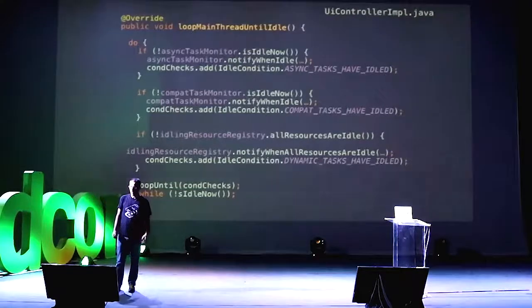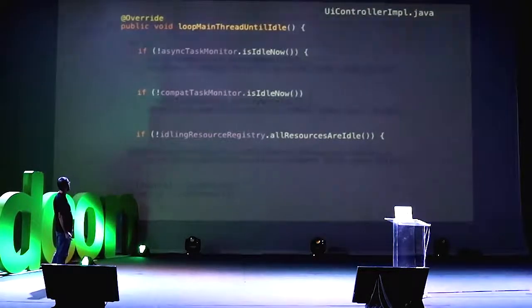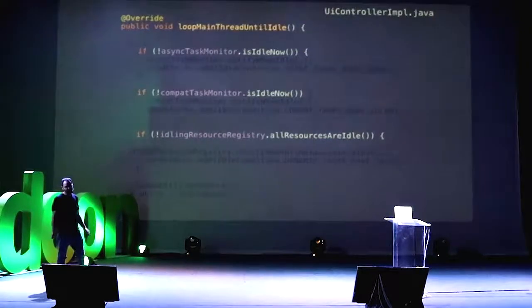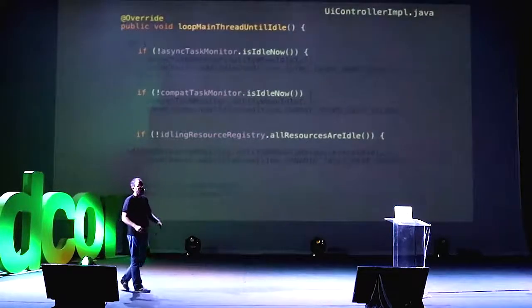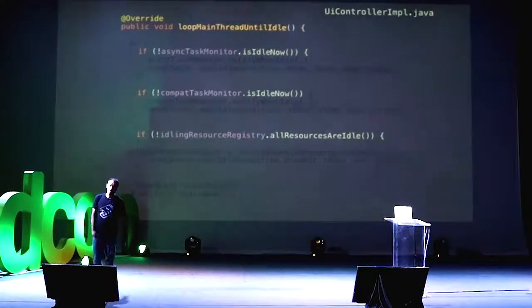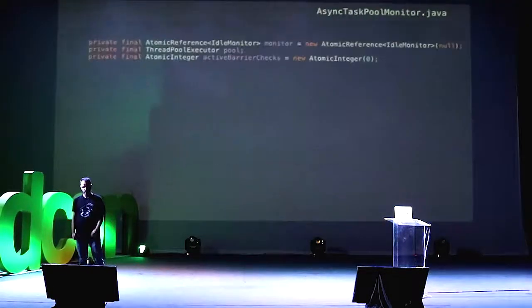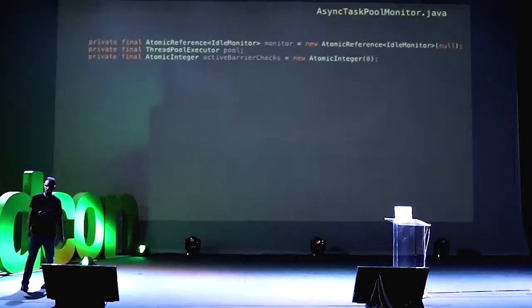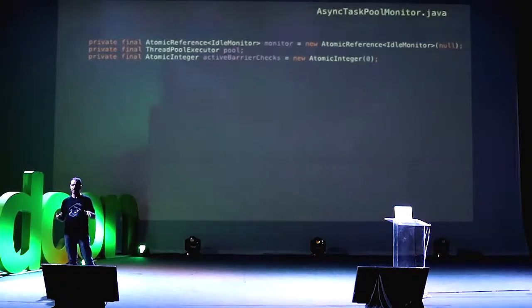So, how does it work in code? Well, the loop main thread until idle is a reduced version, but you can see it's quite simple. If the AsyncTask monitor is idle, it means there is nothing more. If not, try to execute again. And the same for the idling resource registry. The AsyncTaskPoolMonitor internally is very interesting as well. This is the AsyncTaskPoolMonitor, interacting until everything is idle.